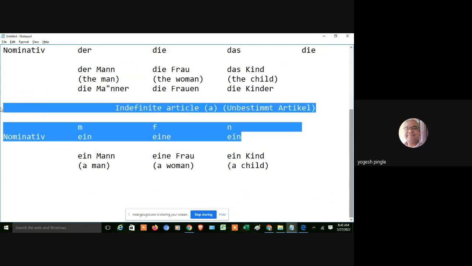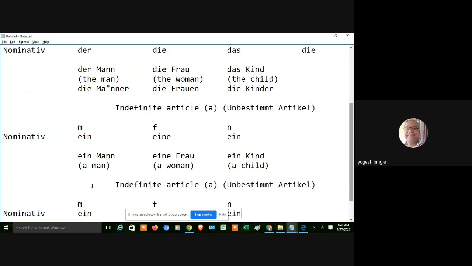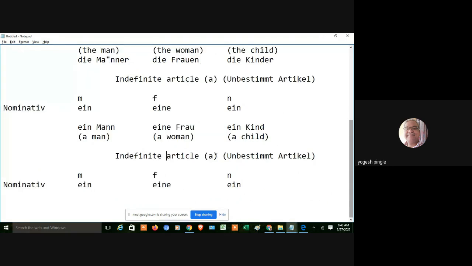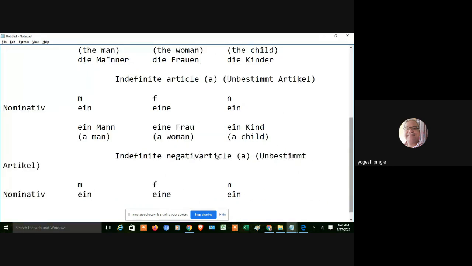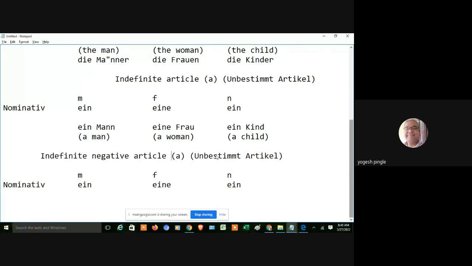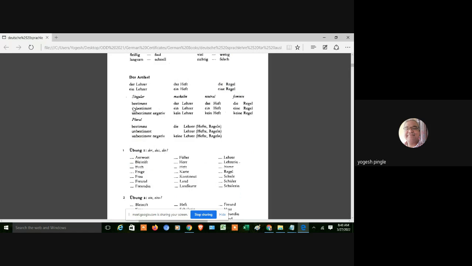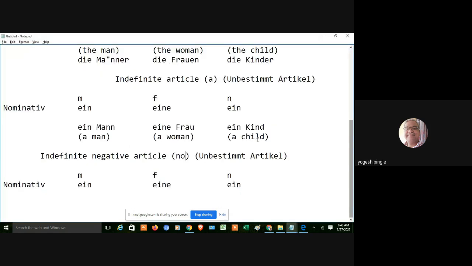Let's do that also, and then we will see again in the book. It is the indefinite negative article. Indefinite negative article. So like we are saying, I have no pencil. So here it is called, right, like this: bestimmt, unbestimmt, negative article. Negative is negative, negative article. Okay, so indefinite negative article.